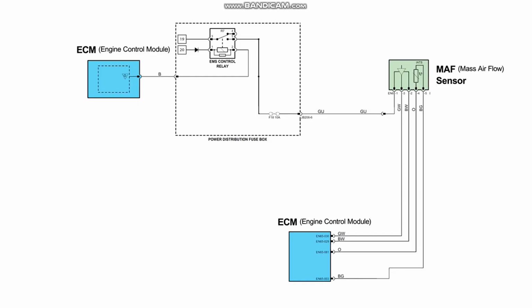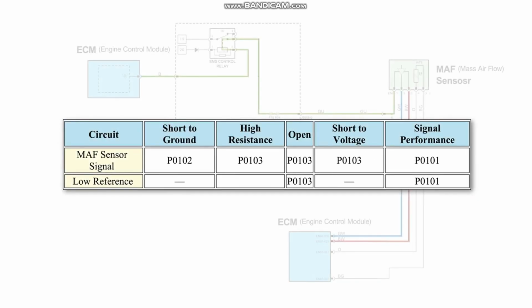This is a typical MAF sensor circuit. There is a 12-volt supply coming from the fuse box, a ground or low reference, in this case coming from the engine control module, and the signal wire. From the fault table, it can be seen that a P0102 is caused by a short to ground on the signal wire. This fault could be in the sensor, the wiring, or the module.